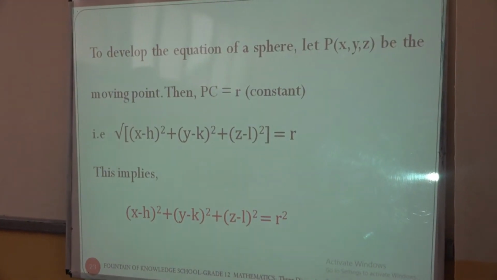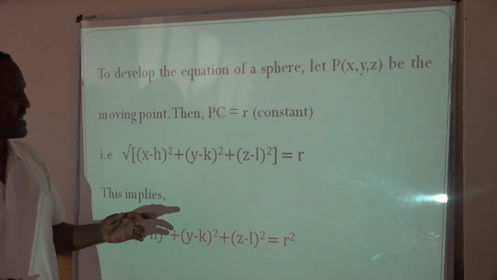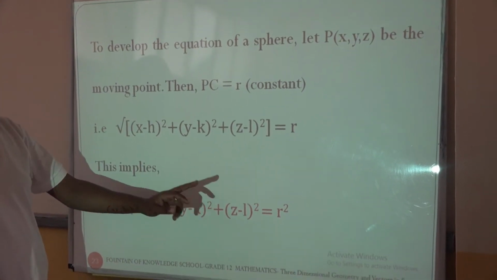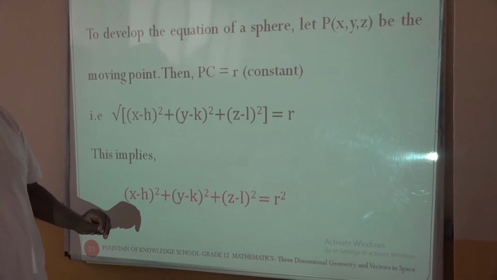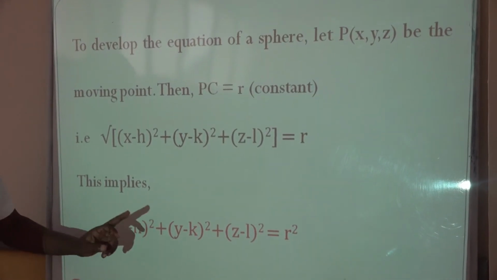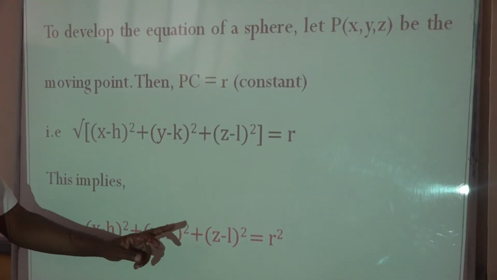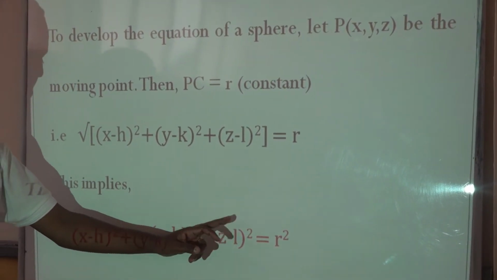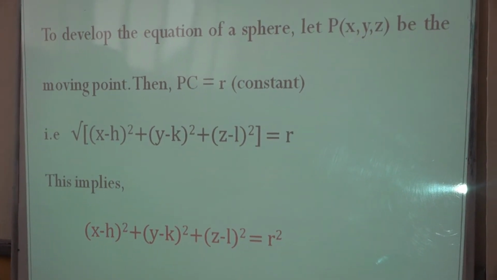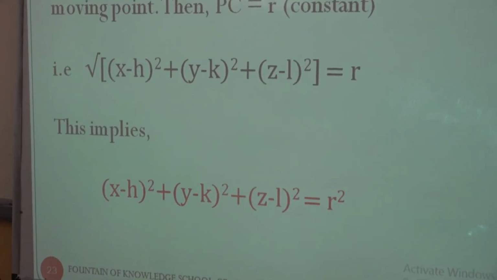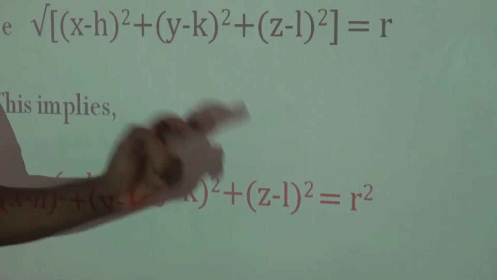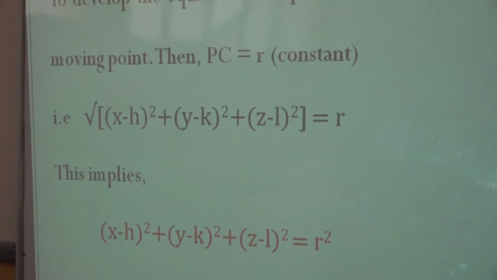And the equation of a sphere with center at h, k, l and having radius r units is given by the formula x minus h the whole square plus y minus k the whole square plus z minus l the whole square equals r square. This is the equation of a sphere centered at the point h, k, l and having radius r units.